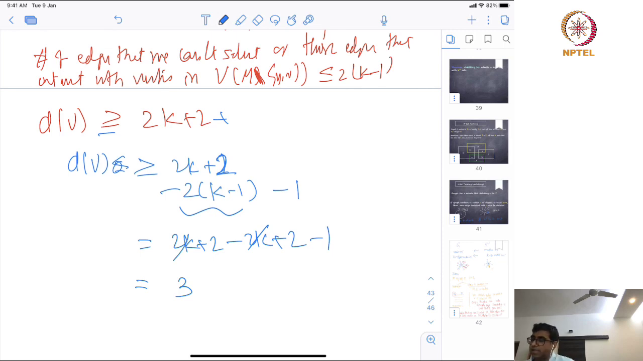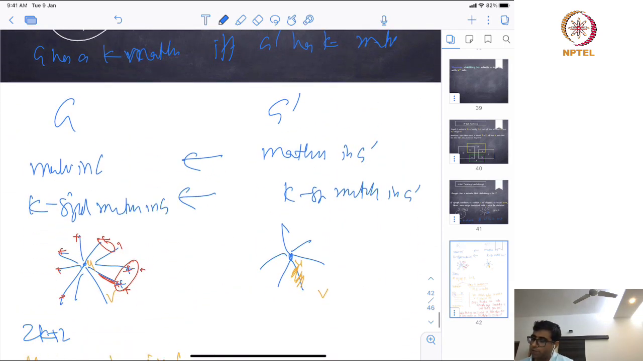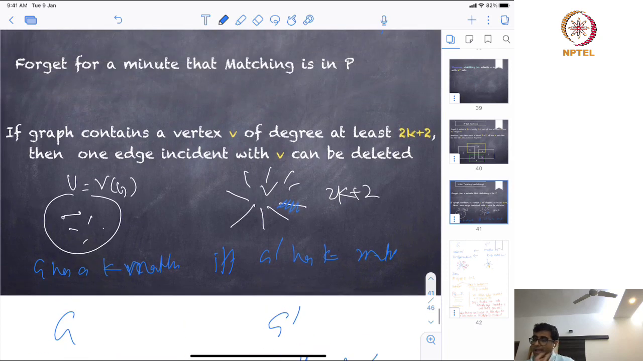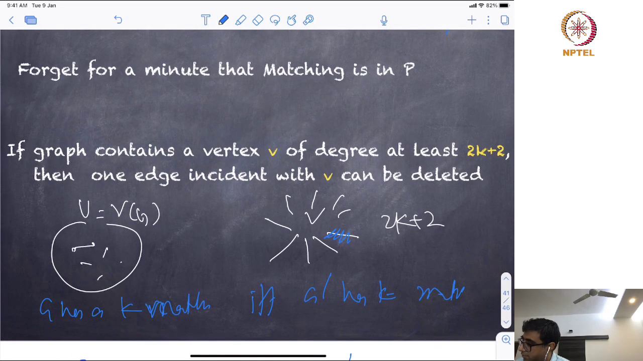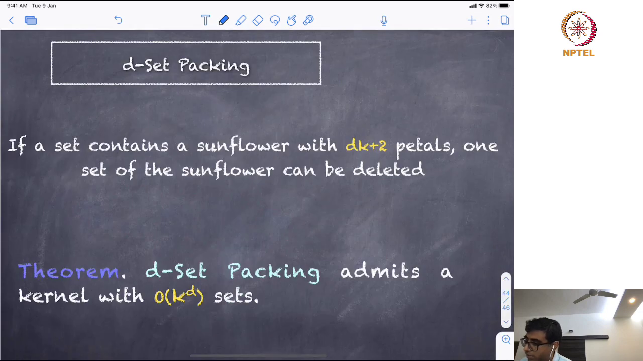So, basically what it tells us is that if you are looking to preserve a matching of size k, and a vertex has very high degree like 2k plus 2, then you can do something interesting: you can delete an edge. We can apply the same kind of idea, and you can prove that if a set contains a sunflower with dk plus 2 petals, one set of the sunflower can be deleted. So, you can apply this reduction rule based on sunflower and get that D set packing admits a kernel with order k to the power d sets.